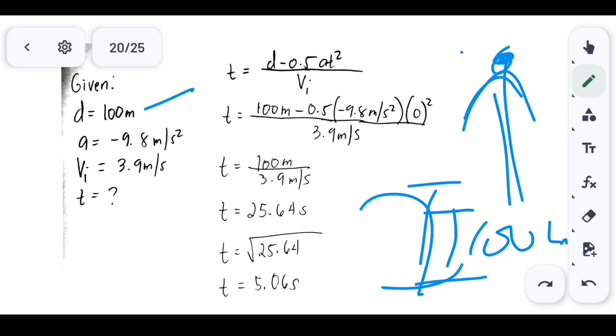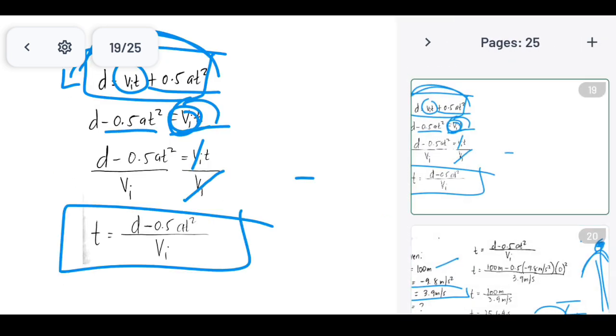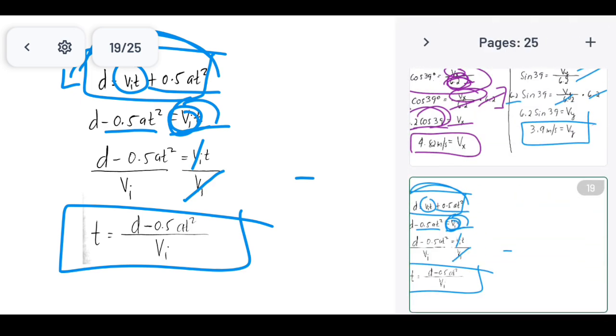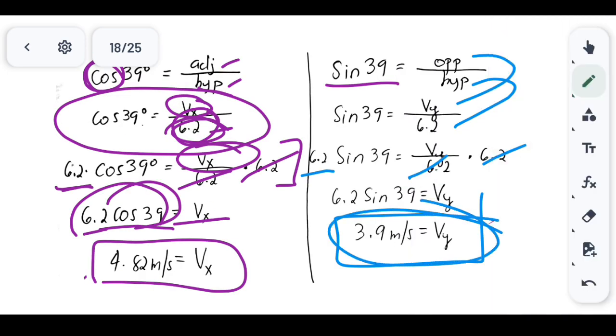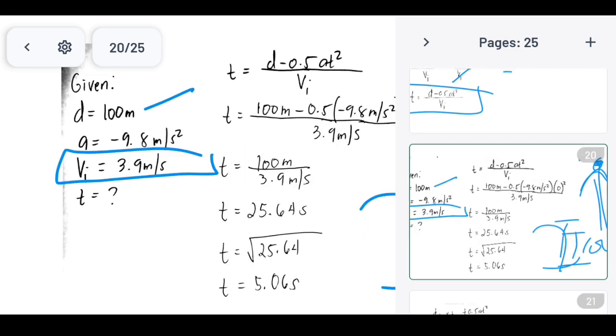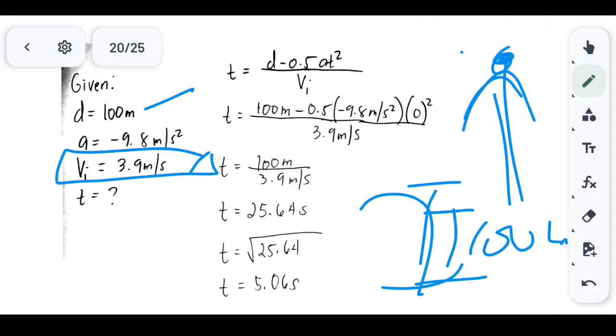Then, afterwards, our initial velocity is still in the y component. Let's go back to this. Our initial velocity in the y component is 3.9 meters per second. So, all associated values for substitution should be related to the y component. The d is the height, the a is the falling acceleration of the object, and the initial velocity is also the y component. So, everything should be related to the y component. And then, we are looking for the time.